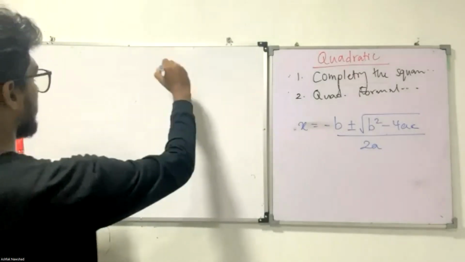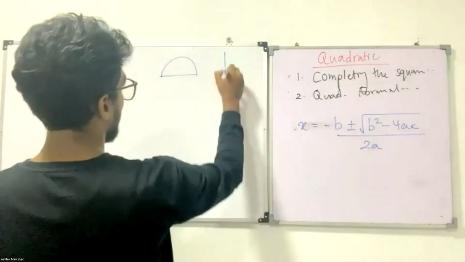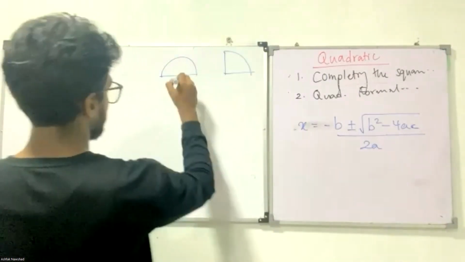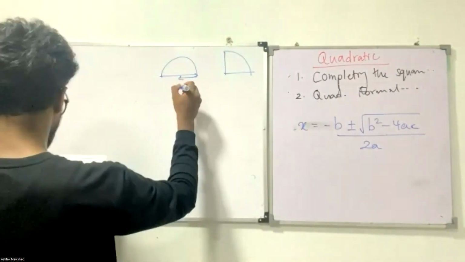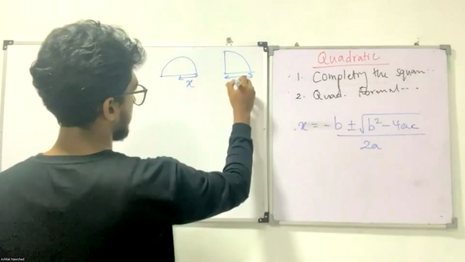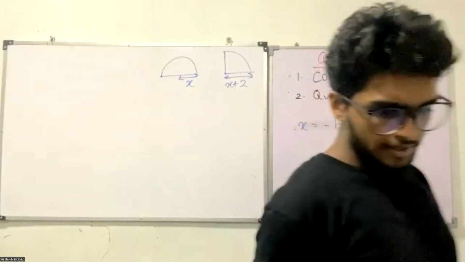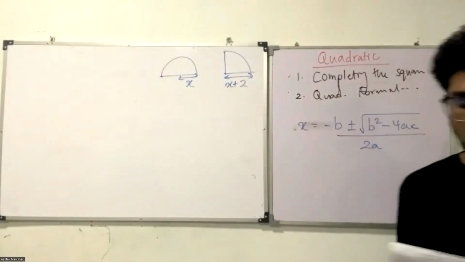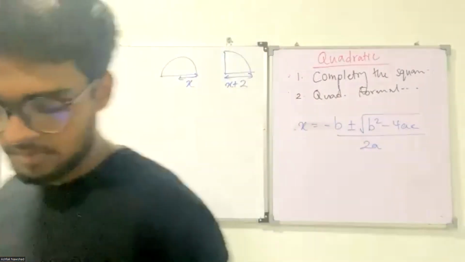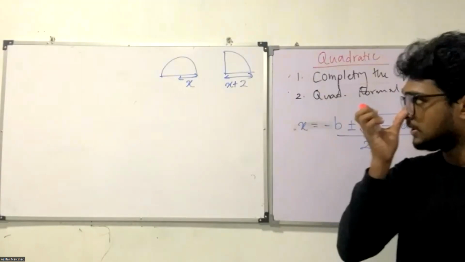The two plane figures shown below are respectively half of a circle and a quarter of a circle. This is half of a circle, the radius is x, and this is a quarter of a circle, the radius is x plus 2. And they say the areas of the two plane figures are equal. So they are talking about the area. We know what to do, right?